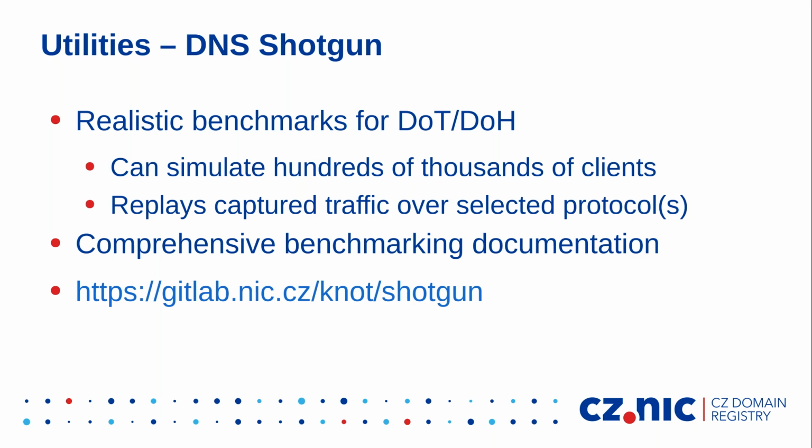So you can, for example, say, what would happen if 10% of my clients started using DoT, 10% started using DoH, and the 80% would keep using UDP. And you can actually replay this scenario and then see what would happen, how would the latency for the clients look like, what would be the load on your servers, etc. DNS Shotgun also comes with a very comprehensive benchmark documentation, so it has a lot of information, and I recommend you check it out.